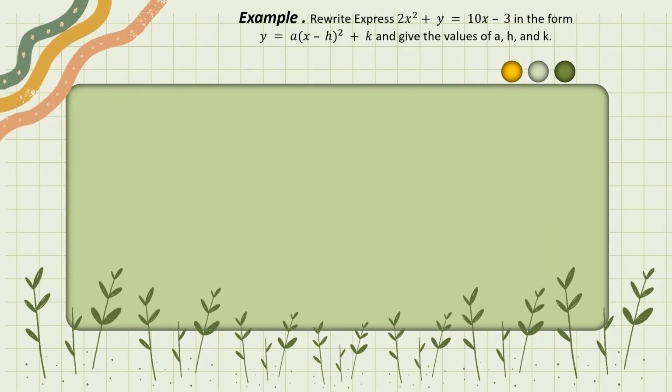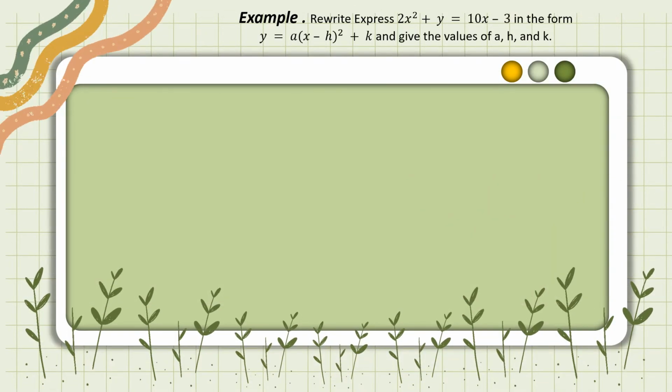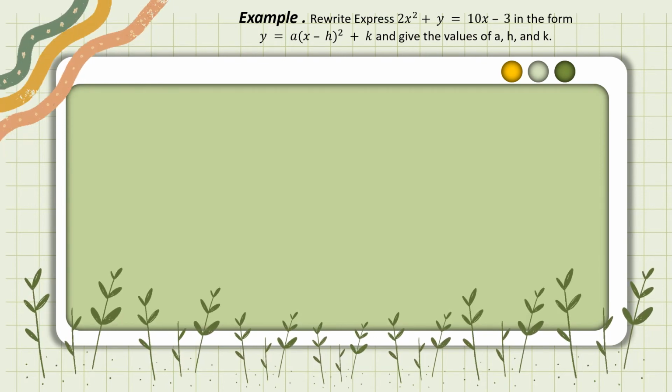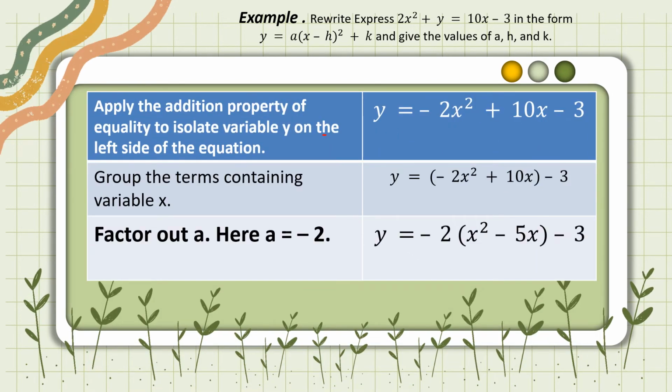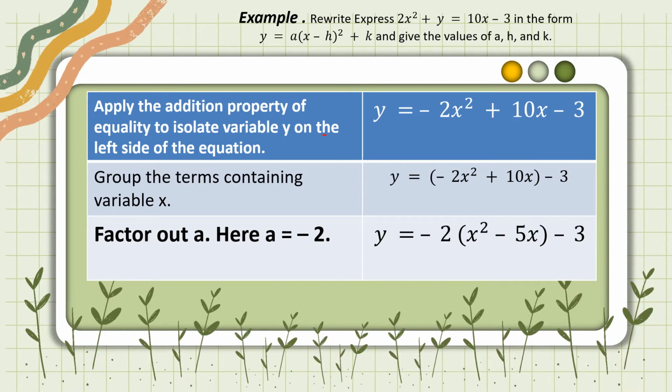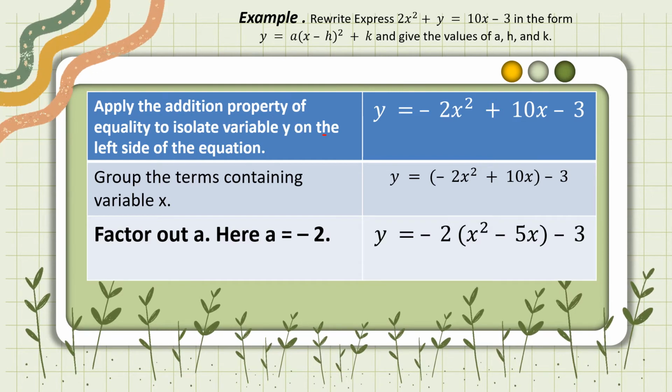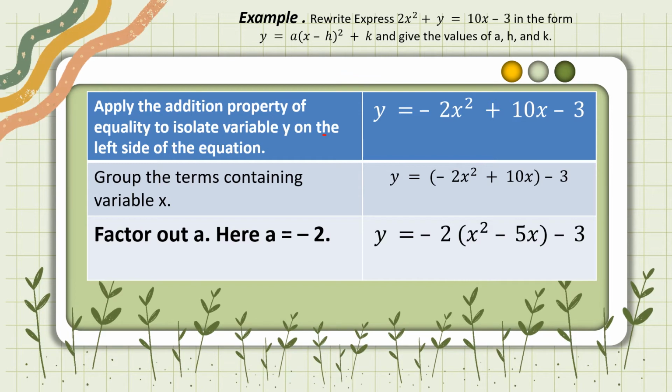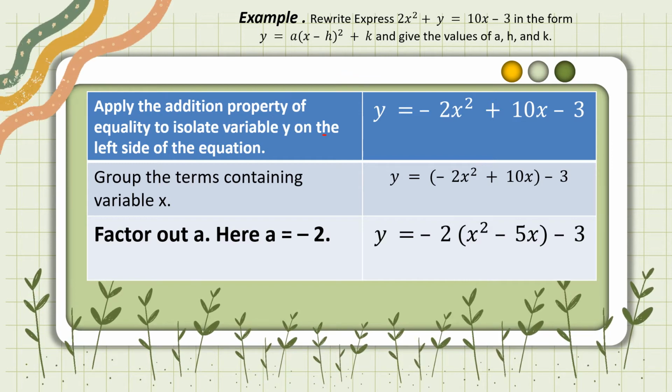So, let's proceed. Another example. So, rewrite. Ito na, may numerical coefficient na yung A natin. So, rewrite 2x squared plus y is equal to 10x minus 3 in the form y is equal to, or vertex form y is equal to a quantity x minus h squared plus k. And then give the values of a, h, and k.